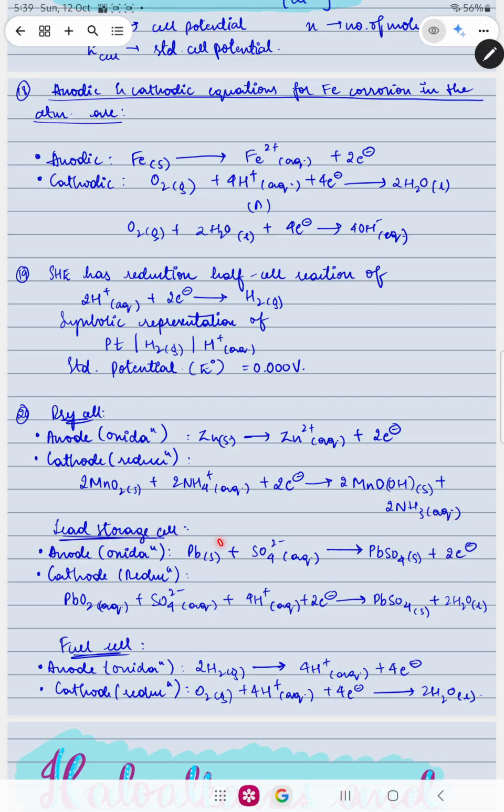Lead storage battery, lead plus sulfate to give lead sulfate. Lead oxide, sulfate, all these, in these you'll get lead sulfate. Fuel cell, anode पे oxidation, cathode पे reduction, 2H2 से 4H plus, oxygen, 4H plus से 2H2O, and that's it.